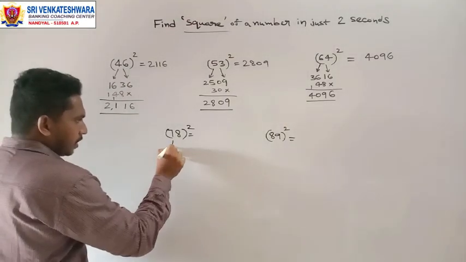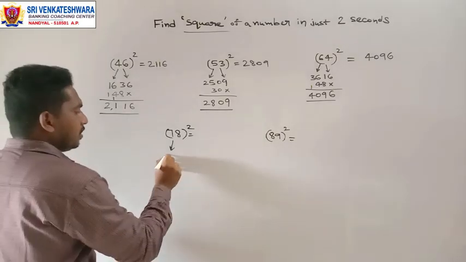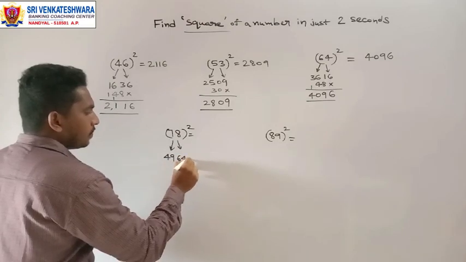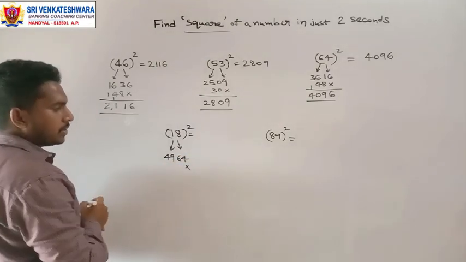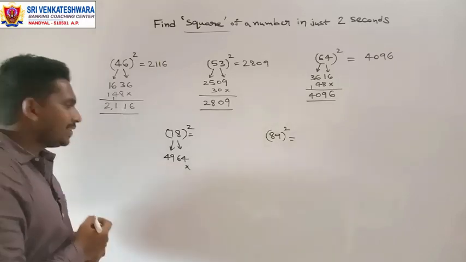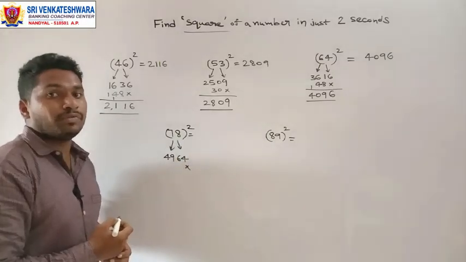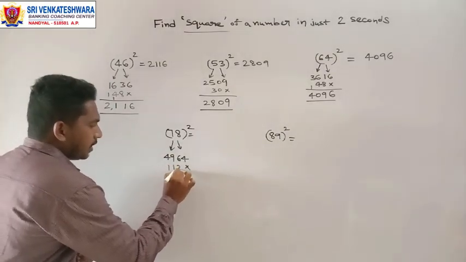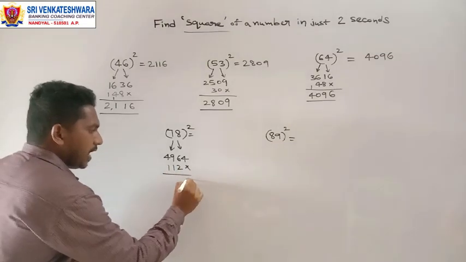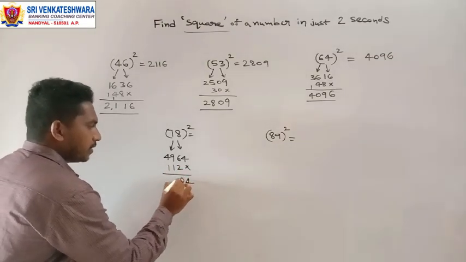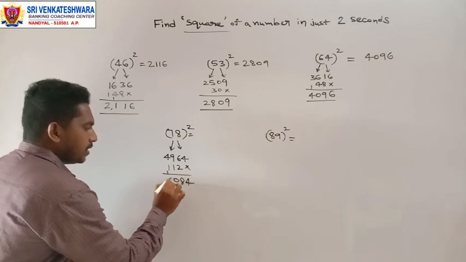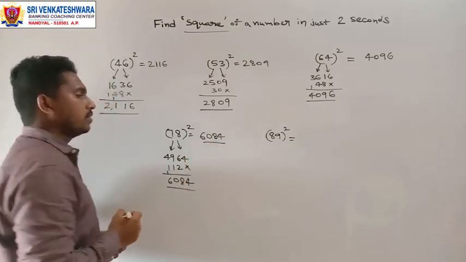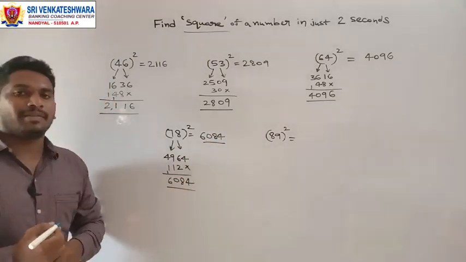Now again for 78, squares are 7 into 7, 49, and 8 into 8, 64. And just leave the units place here. 7 into 8, 56, right? 56 into 2, that is 112, right? So you have to write it here straight away. So just adding 4, 6 to 8, this is 10, 5, 6, 6084. 6084 is the square of 78.